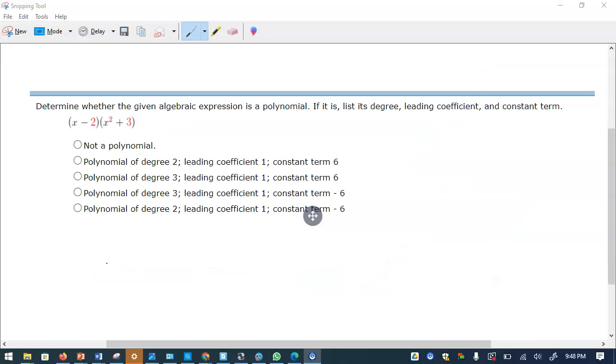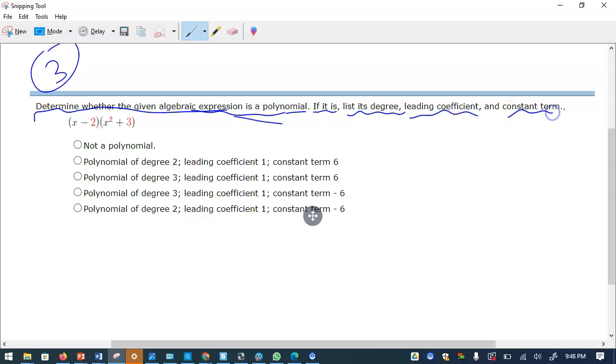Let's do another example, the third one. Check whether the given expression is a polynomial. If it is, list the degree, the leading coefficient, and the constant term. Whatever is given, how do we figure this out? First of all, this is in factored form, so it is better to write it using the FOIL method.